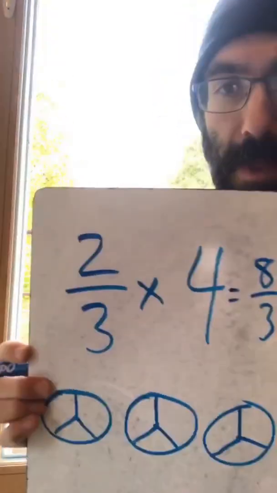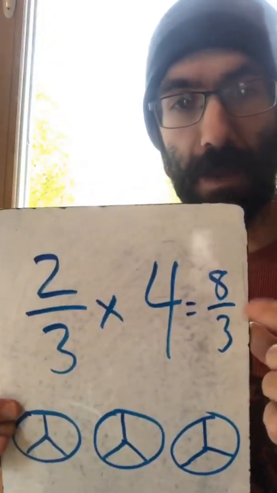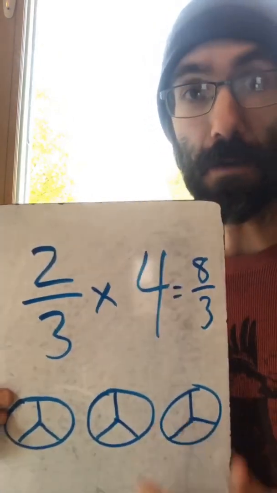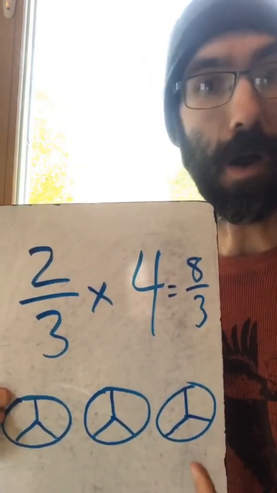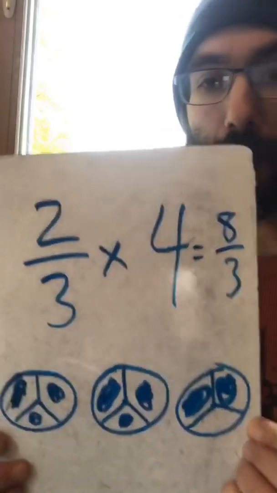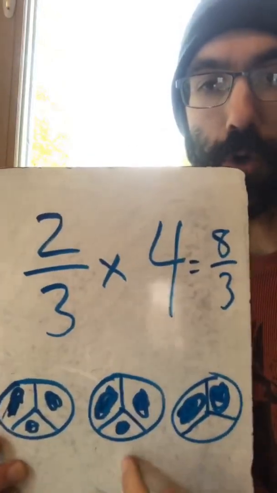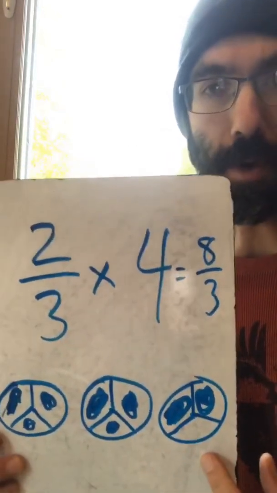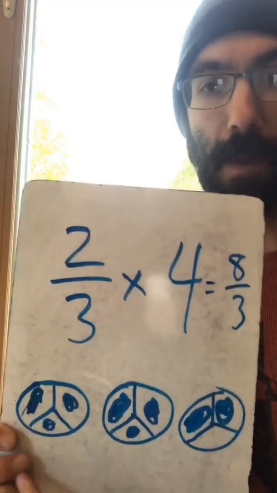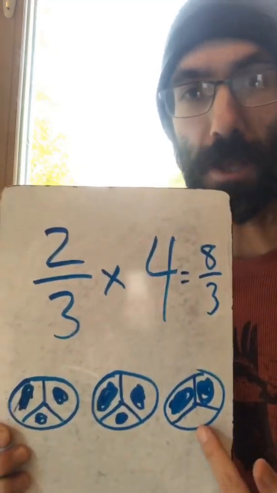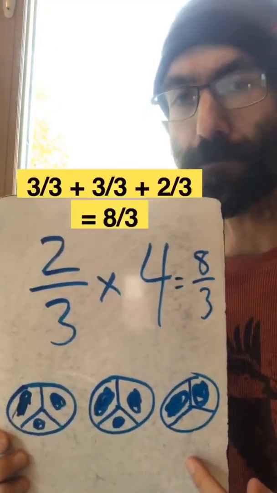Very good. You can think about that in a few different ways. 8/3 would mean that 8 of these thirds are filled in. That means how many whole are shaded? 1, 2 whole, and 2/3 are shaded. So 8/3 is the same as 2 and 2/3, and you can see that visually.